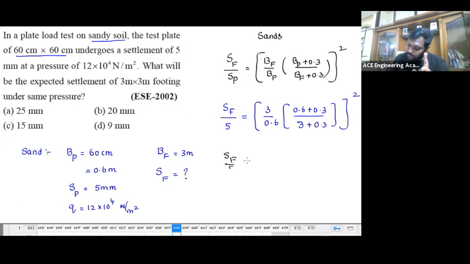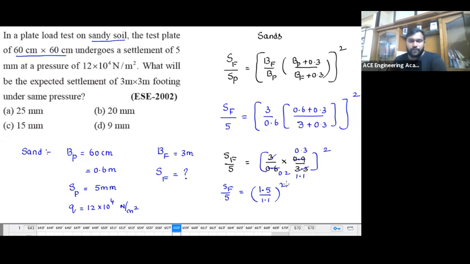So SF by 5 is equal to, I don't have a calculator, let's try to solve. 0.6 plus 0.3 is 0.9. 0.9 by 3.3. So 3 by 0.6 into 0.9 by 3.3, and this is going to be whole square. And what we can write here is 1.1, 0.3 and 0.2. Yes, can I write like this? So 0.3 by 0.2 is 3 by 2, and SF by 5 is equal to 3 by 2, that is 1.5 by 1.1 whole square.